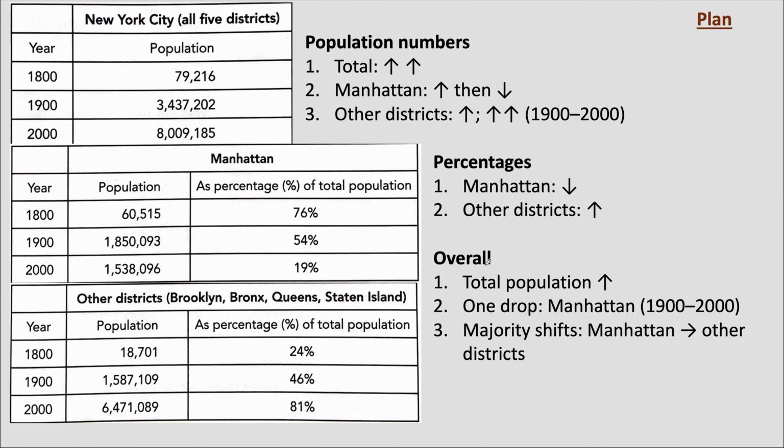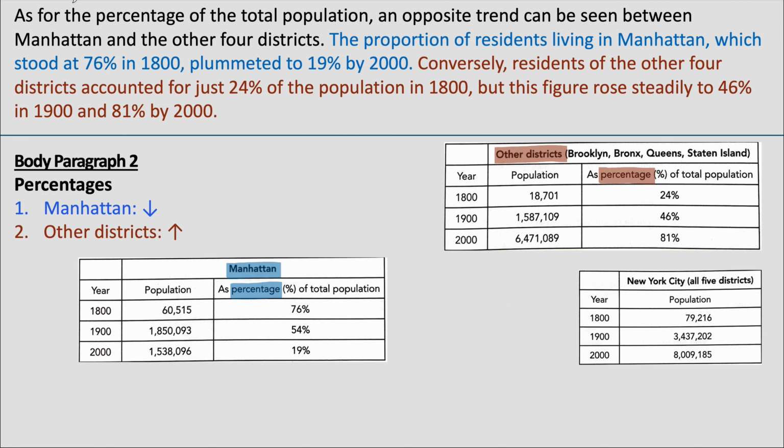Coming back to our planning, we have written the overall, we have written the population numbers. This is the only part left, which refers to these two columns. We start with the phrase as for the percentage of the total population. This clearly tells the examiner that we are switching focus from numbers to percentages. We also say opposite trend here. That's important because we are referring to a contrast.